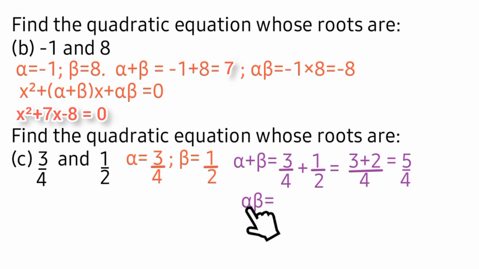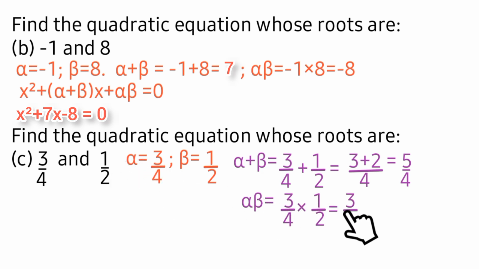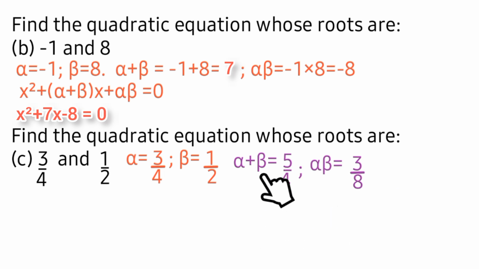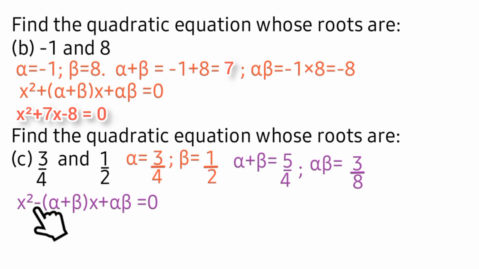Now let's find alpha beta, that is the product of the roots. Alpha value is 3/4 multiplied by beta value being 1/2. 3 times 1 divided by 4 times 2. So the product of the roots is 3/8. Sum of the root value is 5/4 while product of the root value is 3/8. Let the quadratic equation whose roots are alpha and beta be x squared minus (alpha plus beta)x plus alpha beta equals 0. Now let's substitute the value of alpha plus beta and alpha beta into the equation.